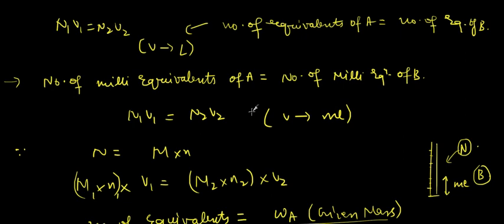Okay, hi guys, so we'll be continuing on seeing more concepts on titration from the previous lecture. So we discussed in the previous lecture that n1 v1 equals n2 v2, where the left hand side is the number of equivalents of A and the right hand side is the number of equivalents of B. Okay, so this is the number of equivalents of A and this is the number of equivalents of B.